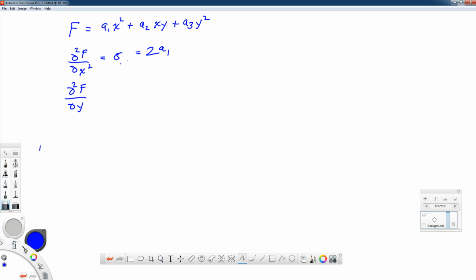I've done the wrong thing. Second partial of f with respect to x twice is sigma y. The second partial of f with respect to y twice is sigma x. So if we take the first partial, we're going to get 2a3y. Then we take the second partial, we're going to get 2a3. Okay. And the negative of the second partial of f with respect to x and y is tau xy. And that will just give us the constant a2.